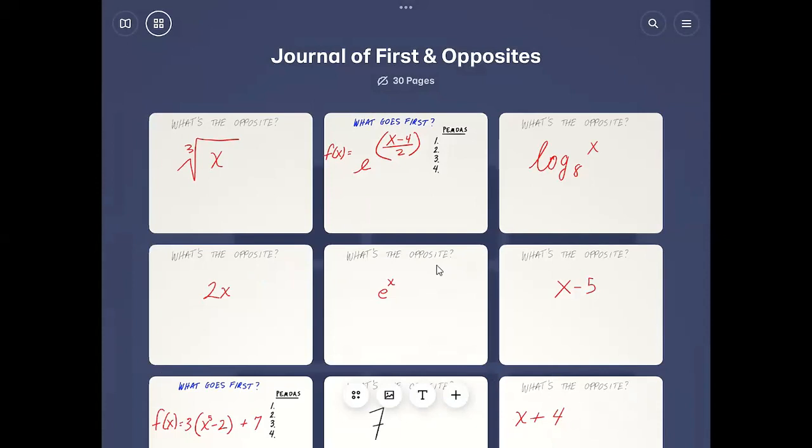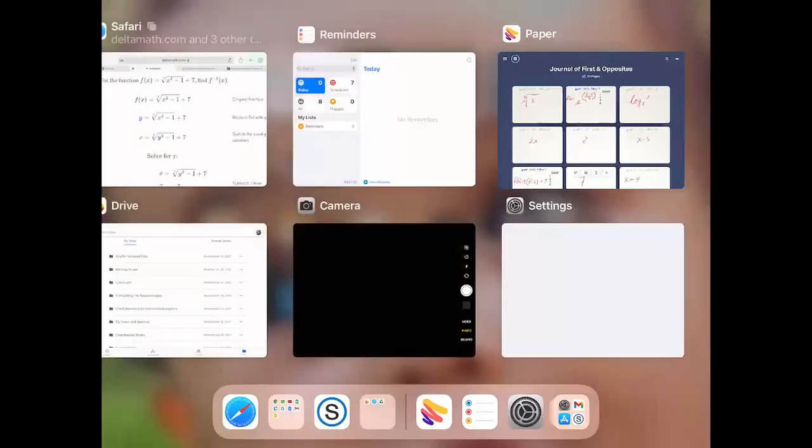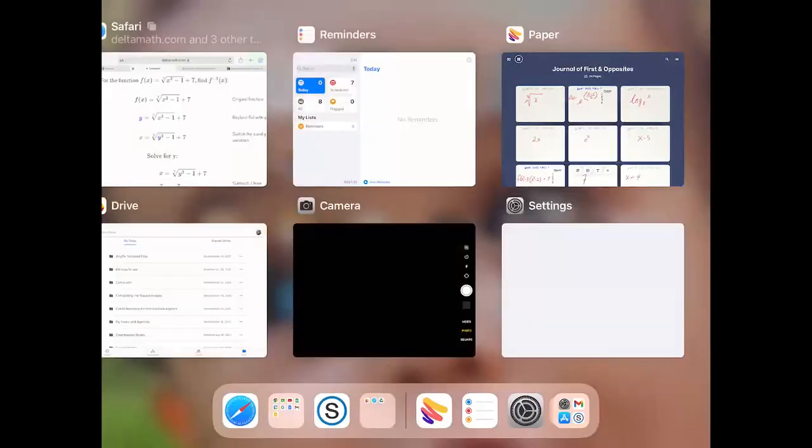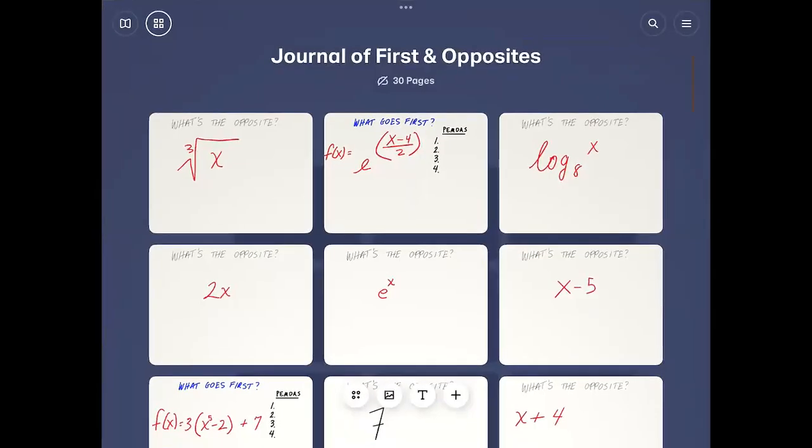So this video is basically going through, and I'm going to randomly choose cards, and then I'm going to tell you the inverse, or I'm going to go through using PEMDAS and tell you the order of operations. Those two things basically are what you need in order to solve inverse functions.